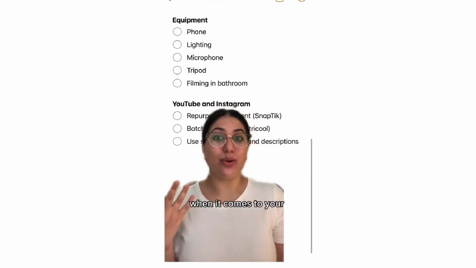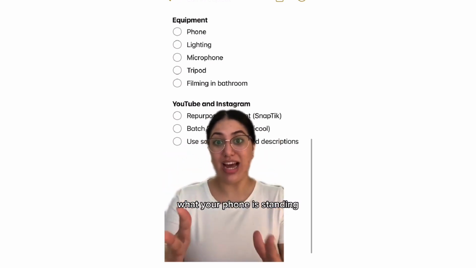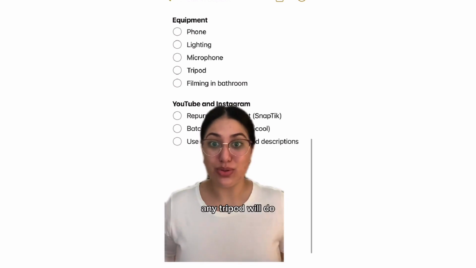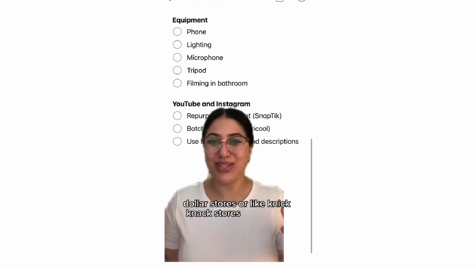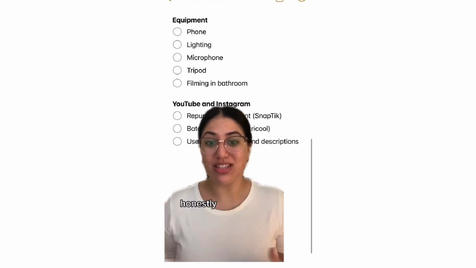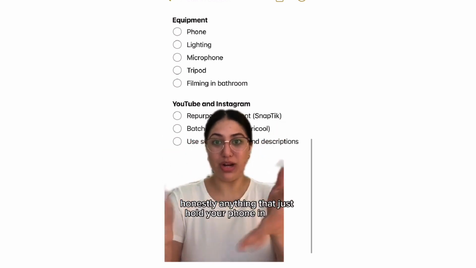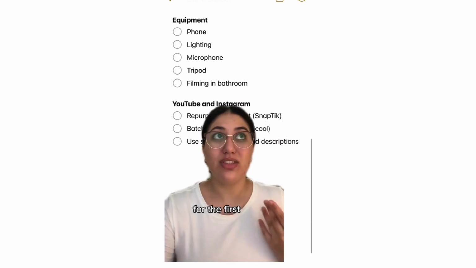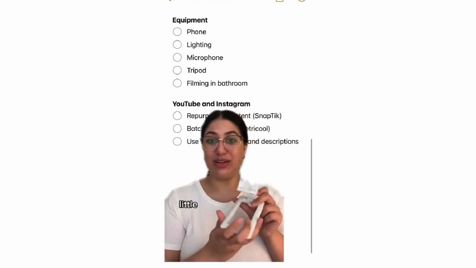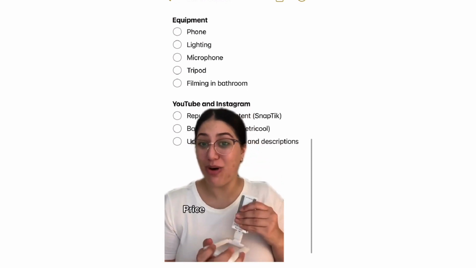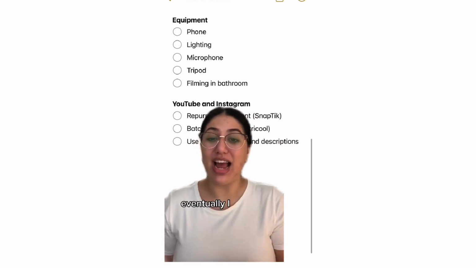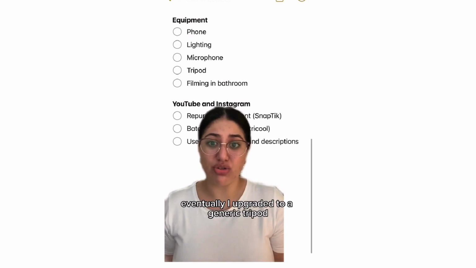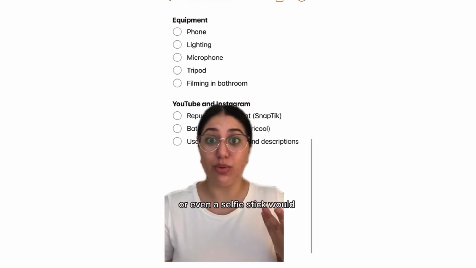Then when it comes to your tripod, what your phone is standing on, any tripod will do. Most of the dollar stores or knick-knack stores sell tripods. Honestly, anything that just holds your phone in place. For the first 6 months, I was actually using this little phone stand that I got from Mr. Price back in South Africa. It was very cheap. Eventually, I upgraded to a generic tripod, or even a selfie stick would work as well.